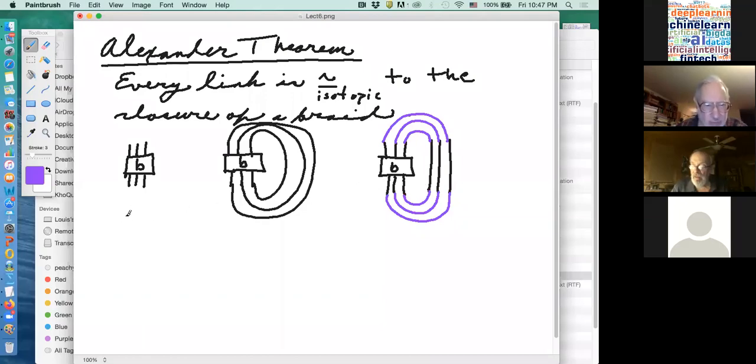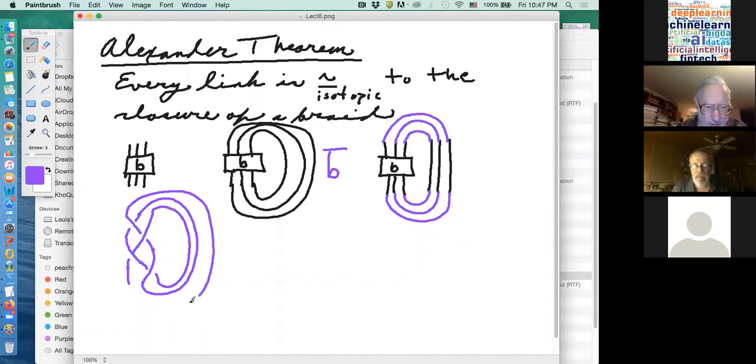For example, let's do an example or two. Suppose we took the braid that we were looking at a little while ago and close it. I think the braid we were looking at was this one. It doesn't matter, but we'll take its closure anyway. This is the closure of the braid B. So I get some knot. What knot did I get? Is it a recognizable knot?